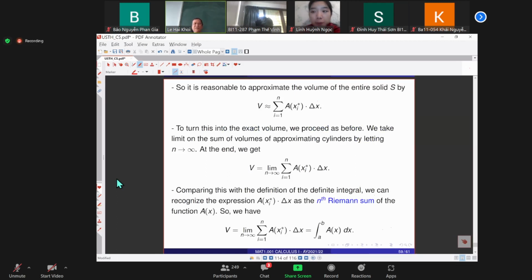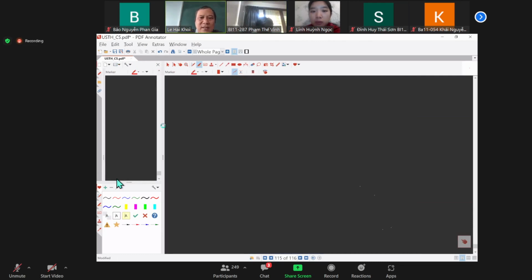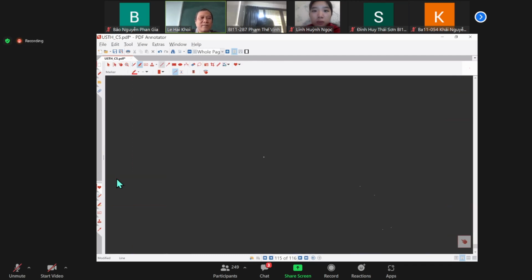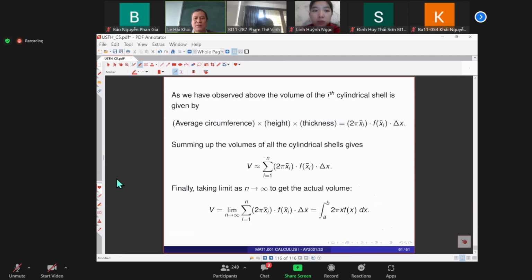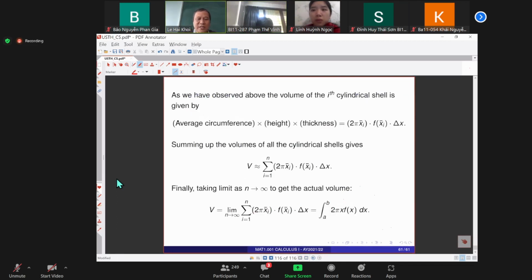And the same for cylindrical shells. You see, it looks quite beautiful, the same method, right? The same method here for each step, and when you take the limit, you get this answer. That's all for the appendix. Done. We finish chapter 5.